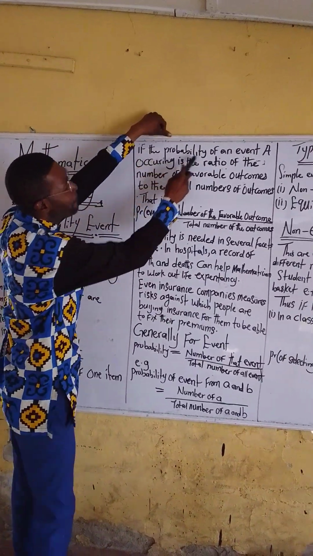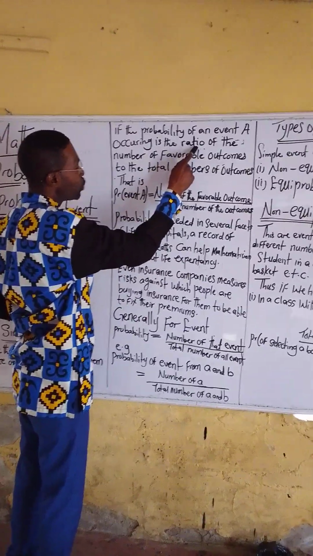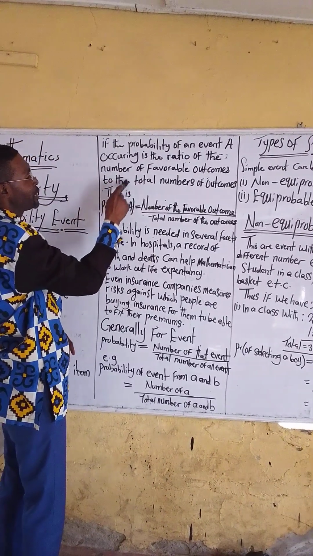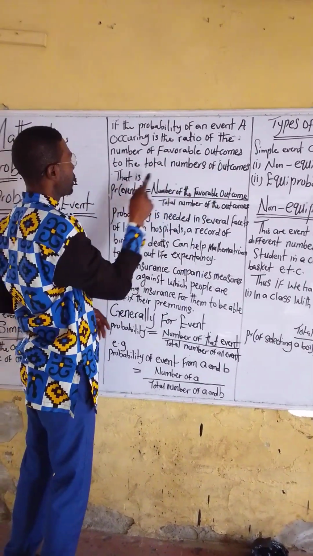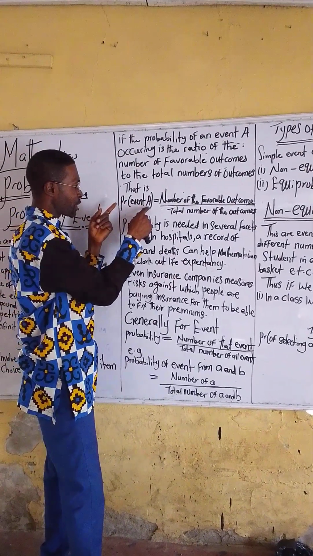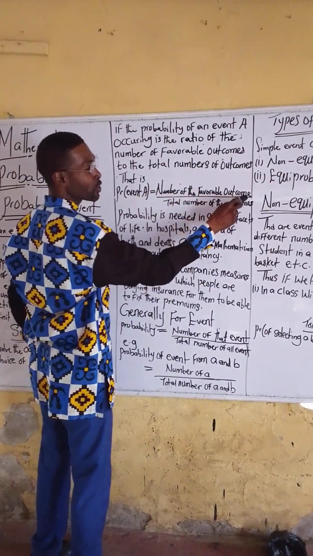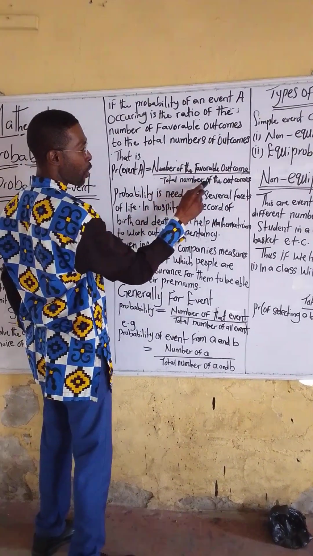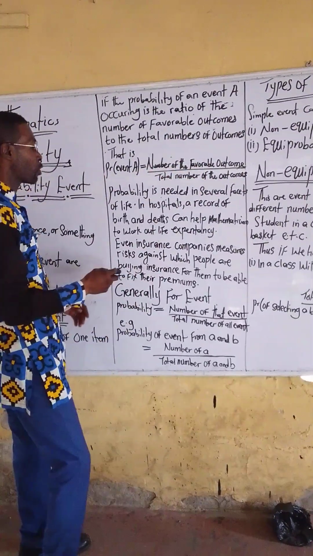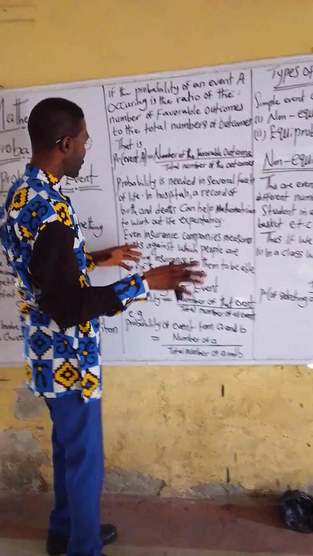Let's say the probability of an event A occurring is the ratio of the number of favorable outcomes to the total number of outcomes. That is the probability of event A. Probability of event A is equal to the number of favorable outcomes over the total number of outcomes. Probability is needed in several phases of life.